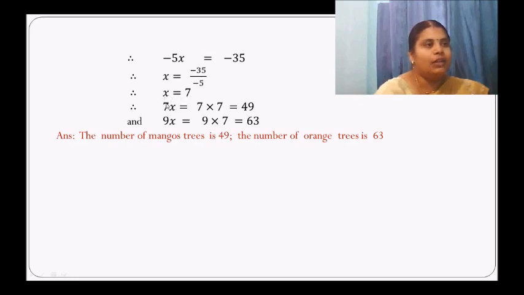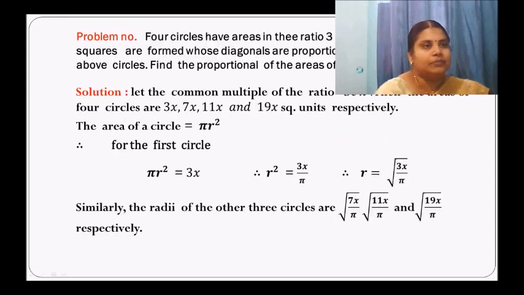Put the value of x. 7x is equal to 7 multiplied by 7 is equal to 49, and 9x is equal to 9 multiplied by 7 is equal to 63. It means that the number of mango trees is 49 and the number of orange trees is 63.